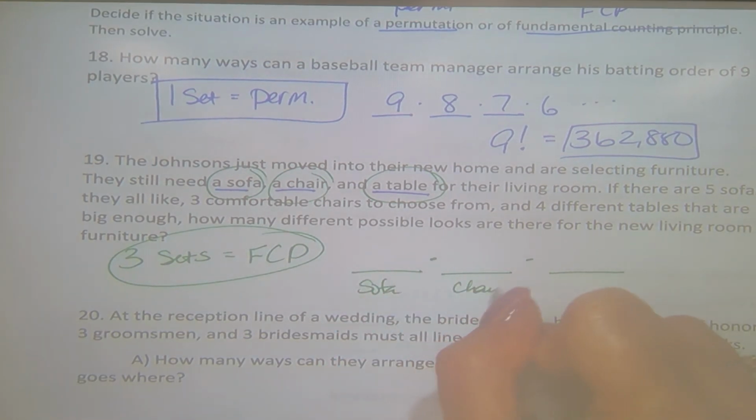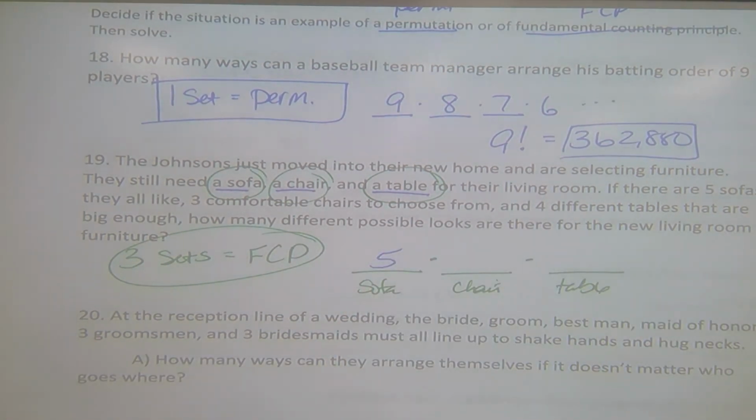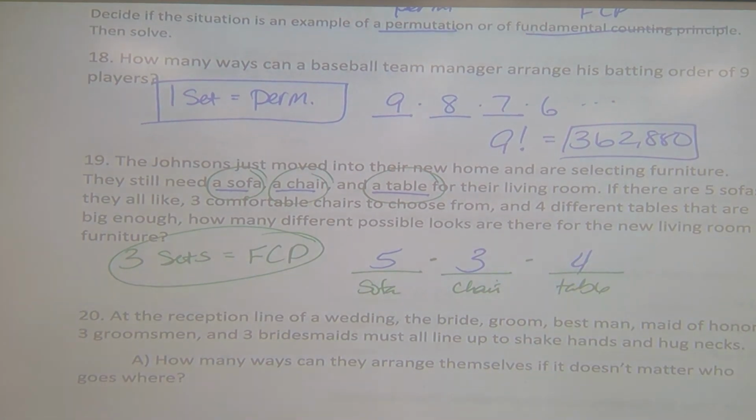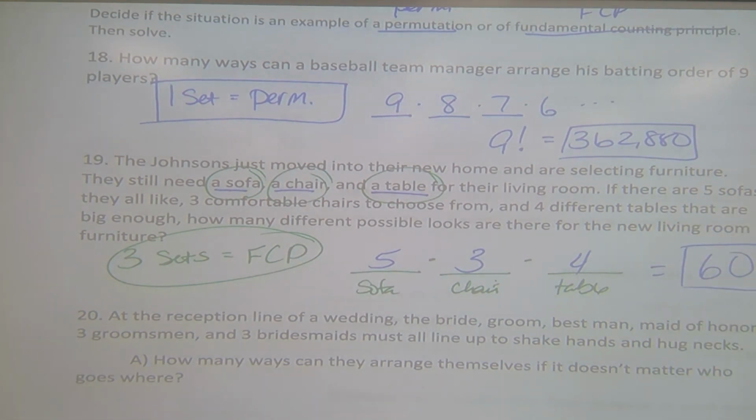Sofa, chair, table. Well, there are 5 different sofas that we liked, 3 different chairs that'll work, and 4 different tables that'll work. That means that there are 5 times 3 times 4, or 60 different looks for the living room, depending on which combination of those I get.